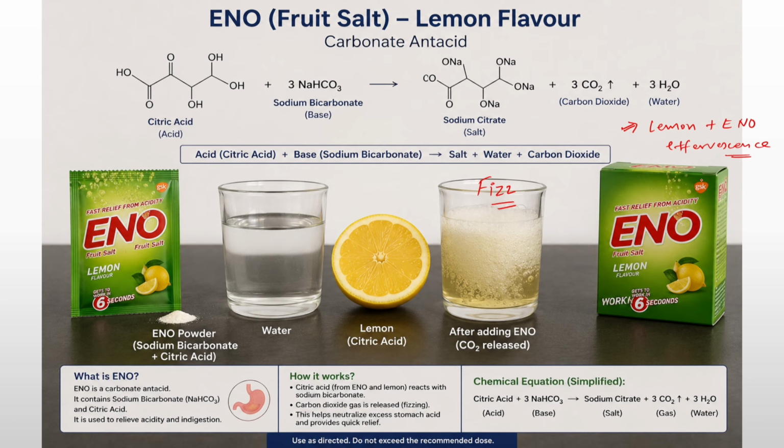Effervescence. That means that fizzing sound. It gives bubbles. So in a similar way, why is this reaction happening? Because Eno also contains a form of carbonate. So when carbonate reacts with any acid, citric acid or any form of acid, it gives fizz, and that fizz is because of carbon dioxide being released.